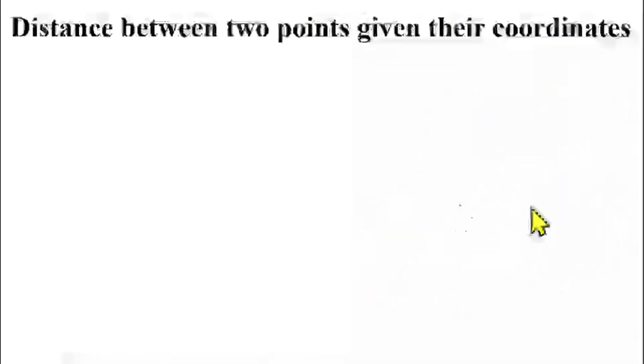Now, having understood what coordinate is all about, the next thing to talk about is the distance between 2 points given their coordinates. That is to say, we should be able to find the distance between any 2 points on the graph when we know their coordinates. Whether we draw the graph or we don't, once we know the coordinates of 2 points, we should be able to find the distance between those 2 points.